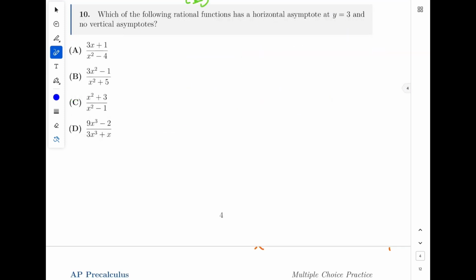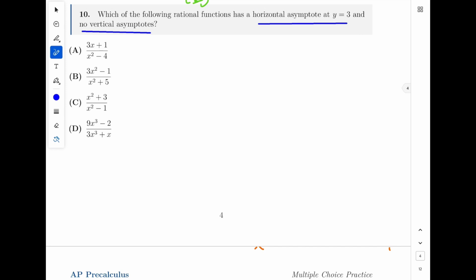Alright, question 10. Which of the following rational functions has a horizontal asymptote at y equal to 3 and no vertical asymptotes? Again, pause the video, have a try. Now we have two conditions here. One is horizontal asymptote at y equal to 3, another is no vertical asymptotes. Yeah, you can approach it either way.